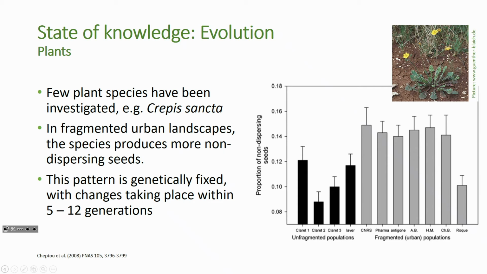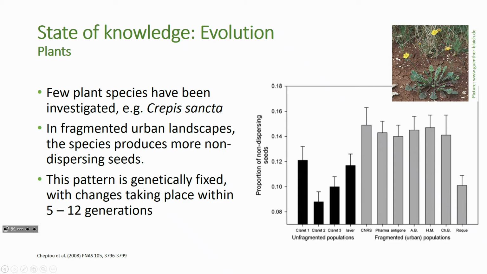And we also find such intraspecific changes for plants, and we also find that these can be genetically fixed. But again, there is only one study on this, on this Asteraceae species that you can see here, Crepis sancta, a tiny Asteraceae species growing, for example, in France. That's at least where it was investigated by Olivier Cheptou and colleagues. What they did, similar to the grasshopper study, was collect seeds of this species in highly fragmented urban areas, where there are many different sealed areas, and in non-fragmented populations in the countryside.